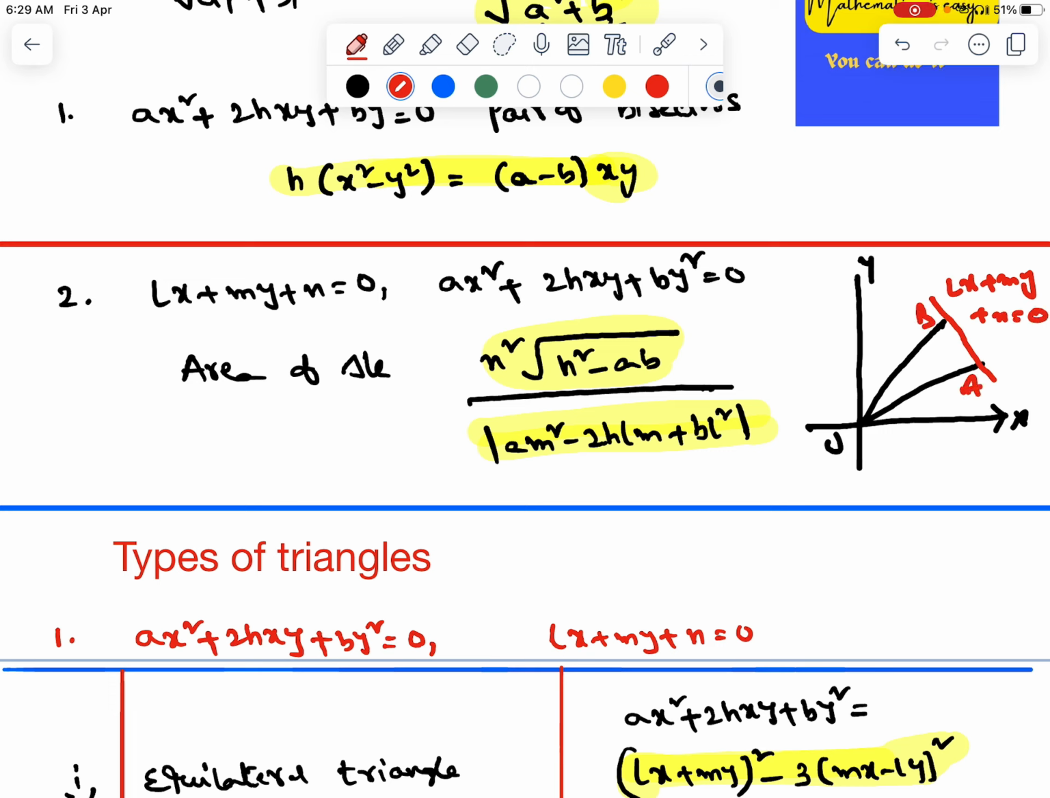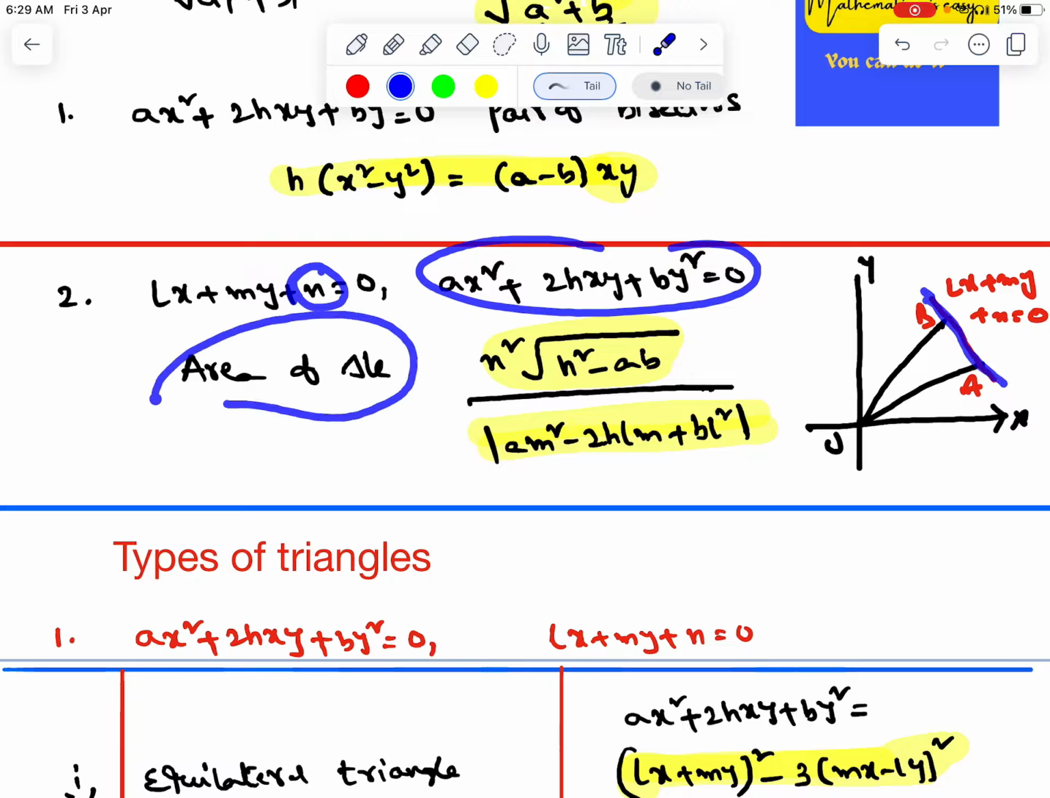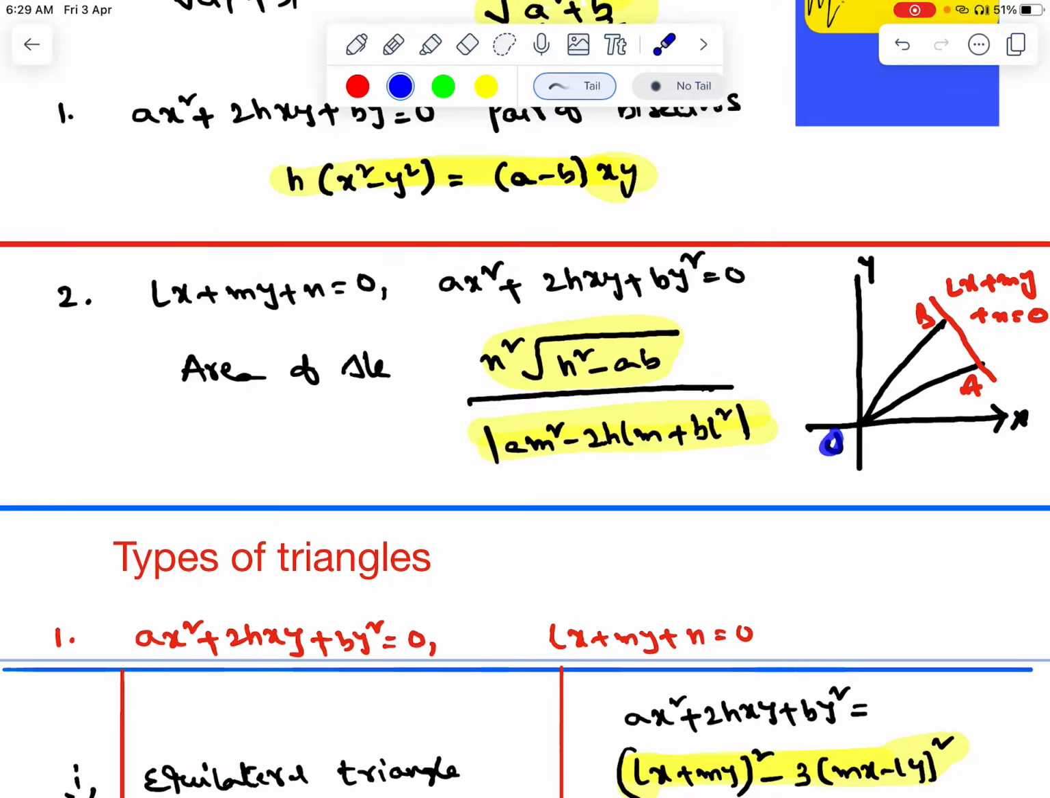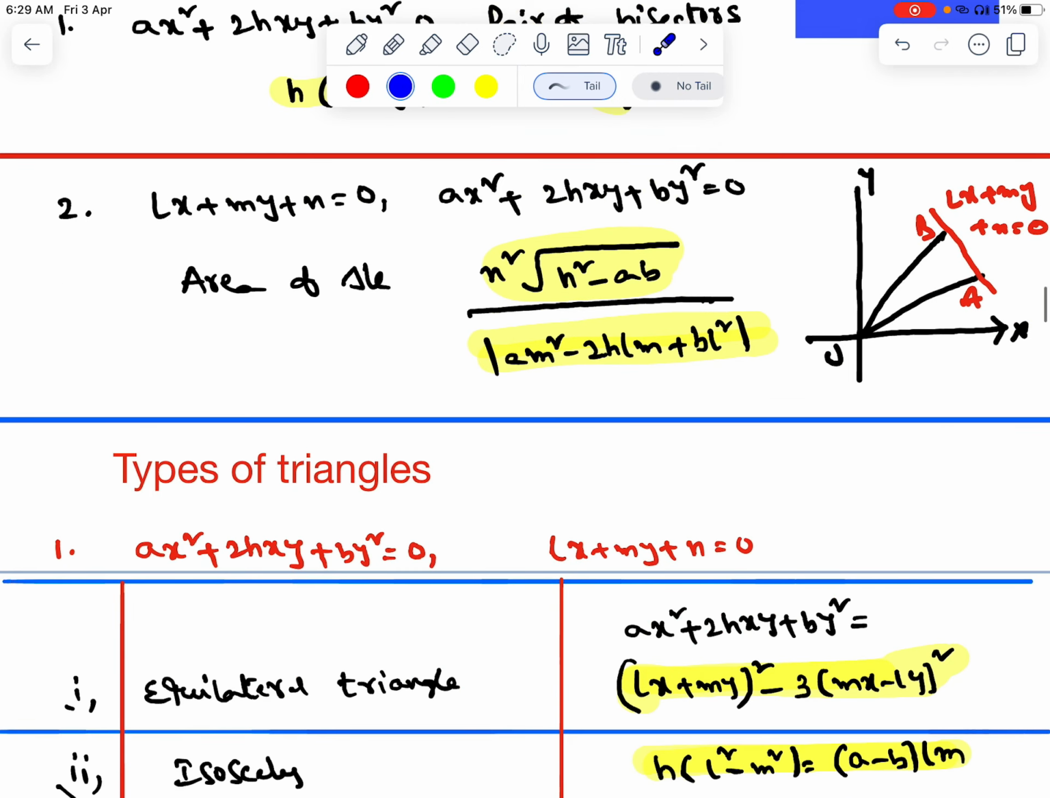Why? Because the pair of lines is passing through the origin, therefore there is no constant. Here, observe, there is a constant, therefore this is the line. Then the area of triangle OAB = n²√(h² − ab) / (am² − 2hlm + bl²).